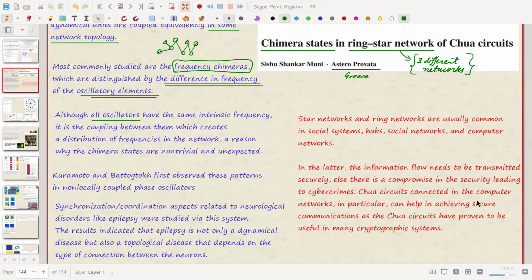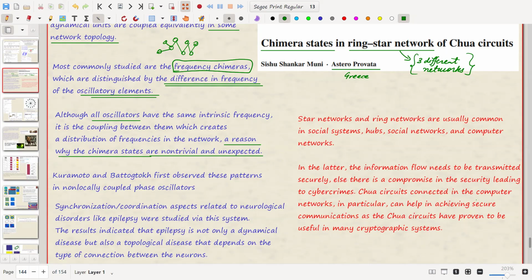All oscillators have their own intrinsic frequency, that is the original frequency, but it is the coupling between the oscillators that matters. When the coupling is introduced between each of the oscillators, it gives you a distribution of frequencies, and therefore you see the emergence of chimera states. The emergence of chimera states is not magic. It's due to the coupling between the oscillators. This is the reason why chimera states are very non-trivial and unexpected. Before it was discovered, it was highly unexpected.